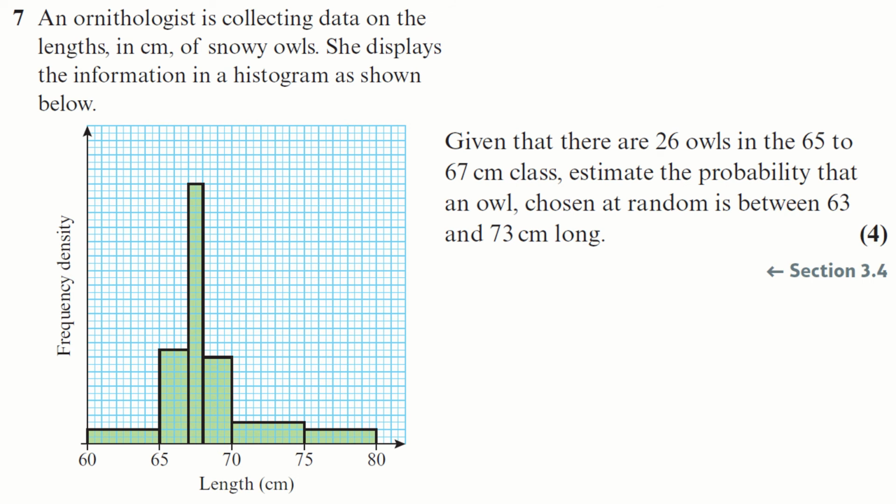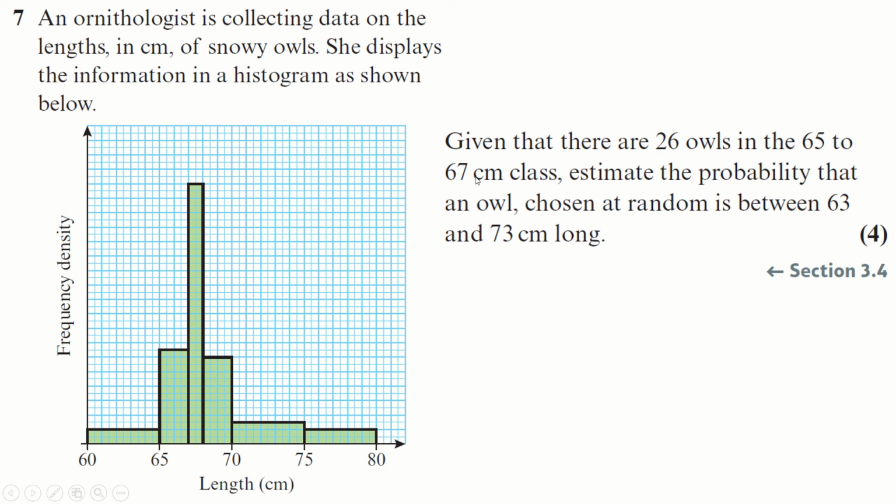This was left blank. An ornithologist is collecting data on the lengths in centimetres of snowy owls. She displays the information in the histogram shown below. We've been given the information that there are 26 owls in the 65 to 67 group. There's no scale on the frequency density, but we know that area represents frequency. So we know that this block here, which if you counted the squares is 52 squares, is represented by 26 owls. So that means 1 owl for every 2 squares.